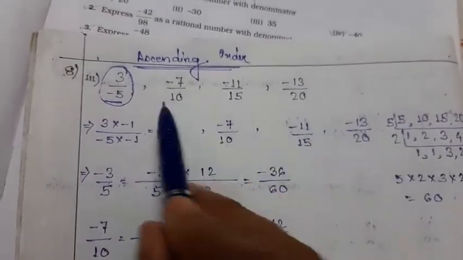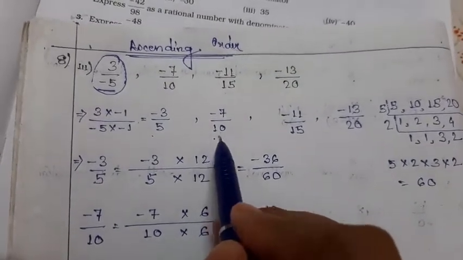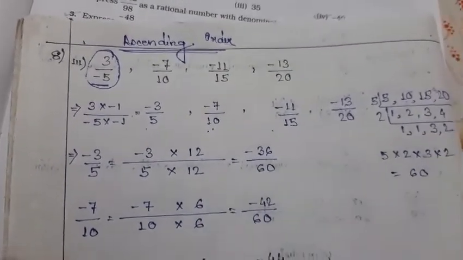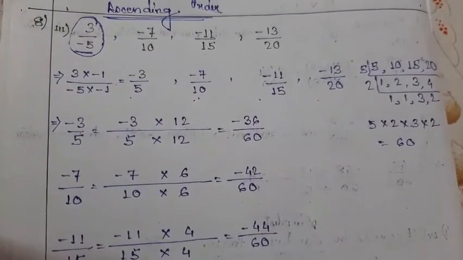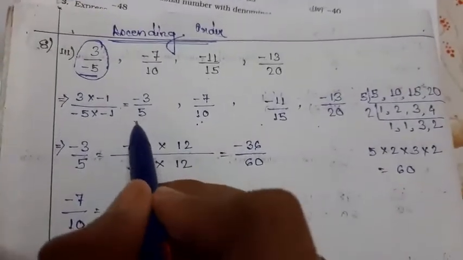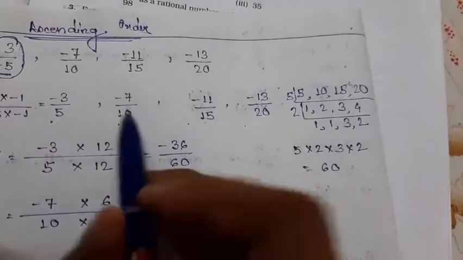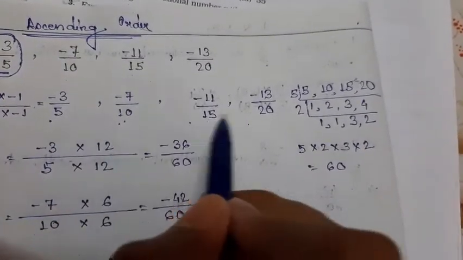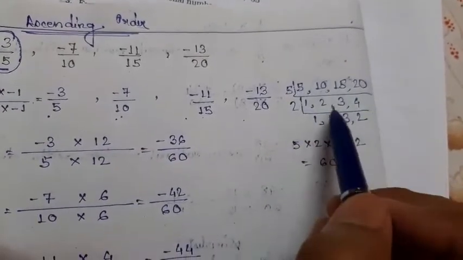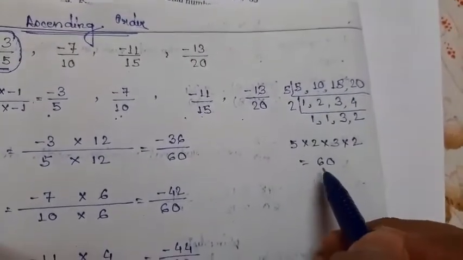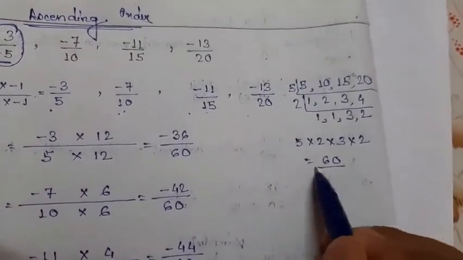And the remaining 3 rational numbers have positive denominators: minus 7 by 10, minus 11 by 15 and minus 13 by 20. Now the first step is to find the LCM of the denominators of the given rational numbers. That means 5, 10, 15 and 20. Now you can see we have to find the LCM, and we know in class 6 we already learned how we can find the LCM. The LCM is 60.